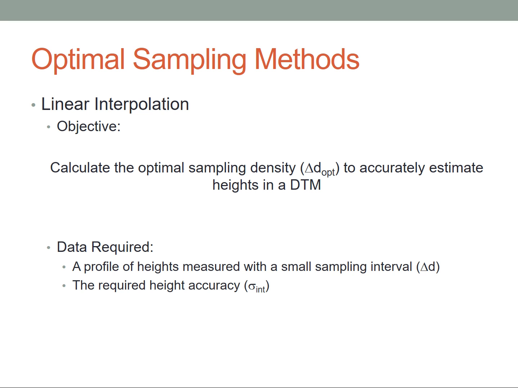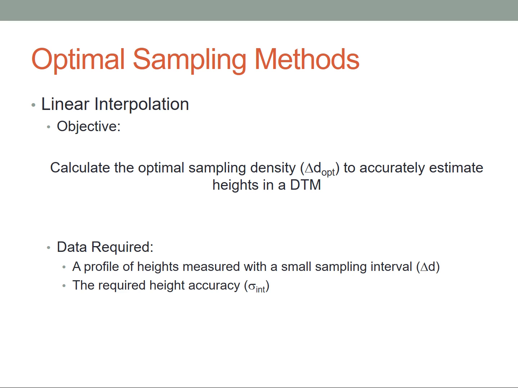Optimal sampling methods. So we're going to look at something called linear interpolation for doing this. This is looking at that fractal geometry, kind of breaking up a line into different components. And so the objective of it is to calculate the optimal sampling density to accurately estimate heights in a DTM. Okay, so we need to have a profile of heights.